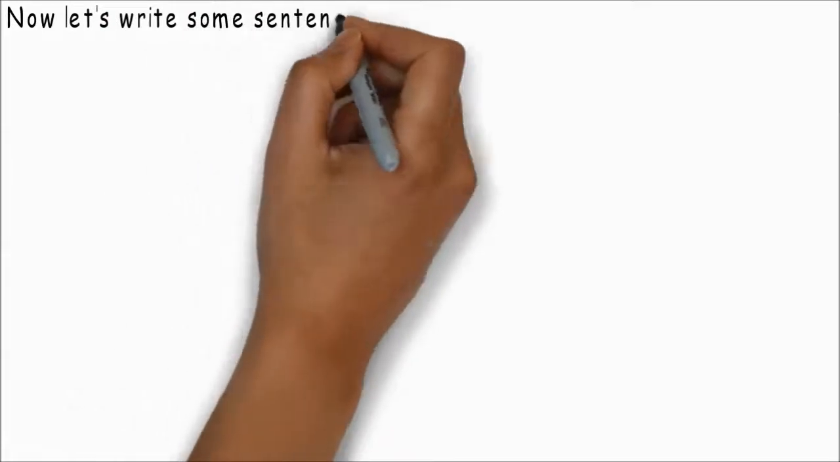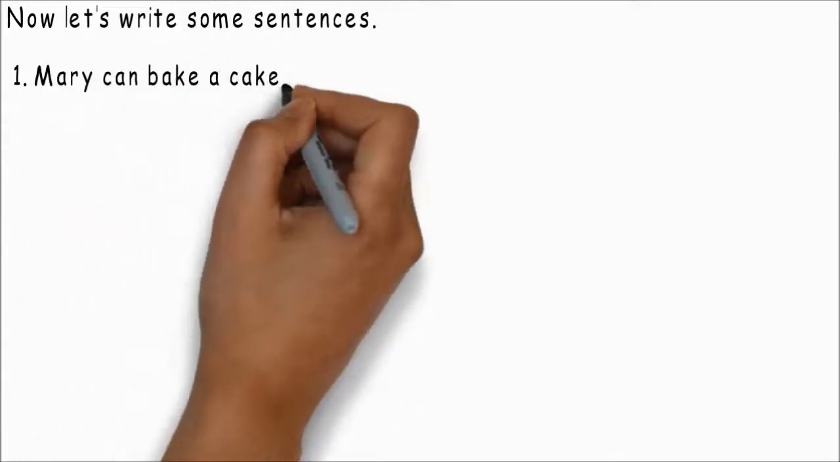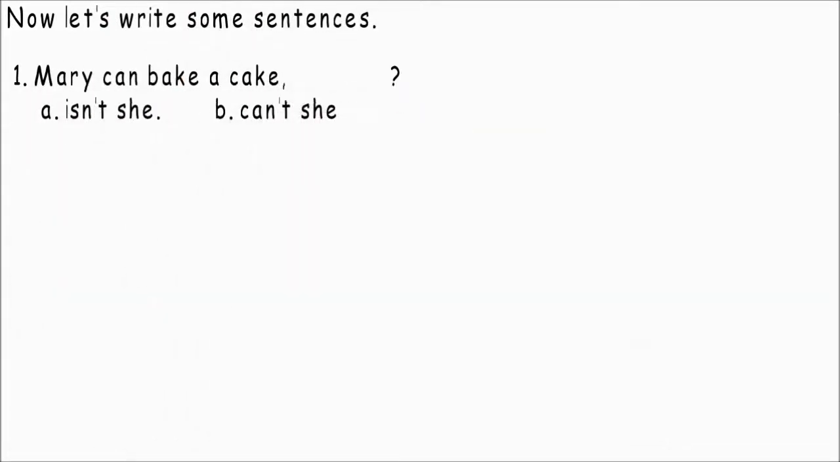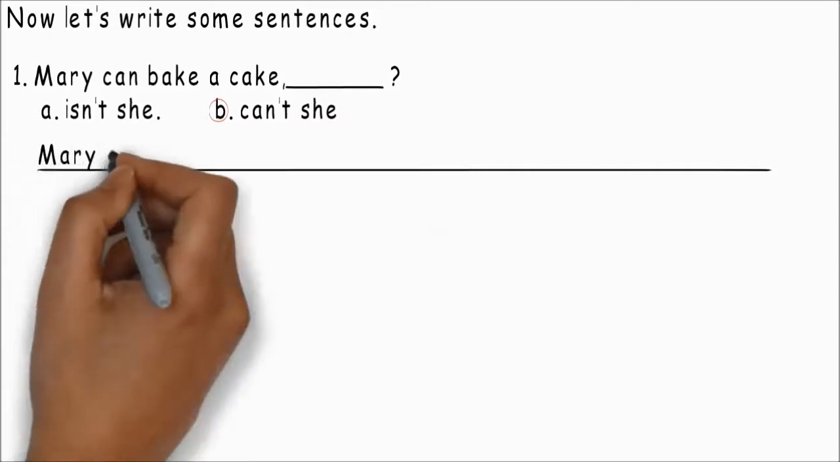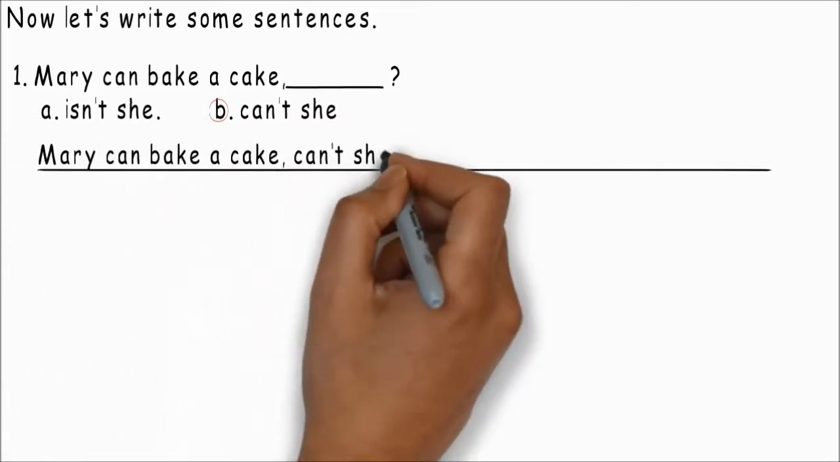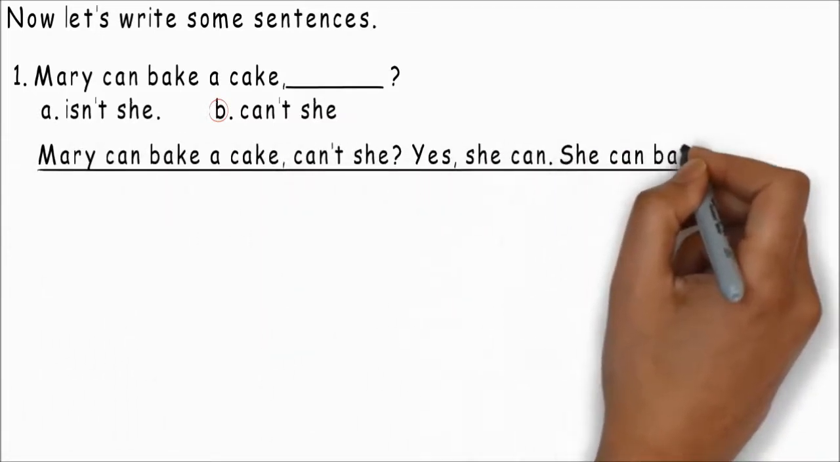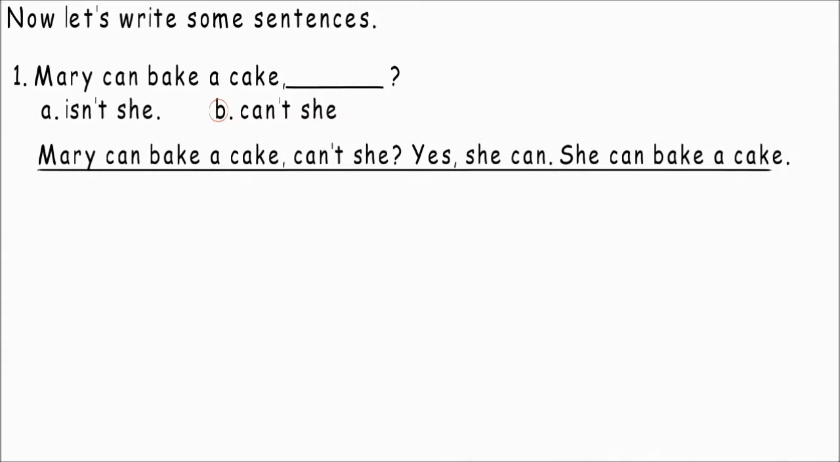Now, let's write some sentences. Mary can bake a cake. What do you think? B, can't she? So let's write a sentence using this. Mary can bake a cake, can't she? Yes, she can. She can bake a cake. We have to use the can in there.